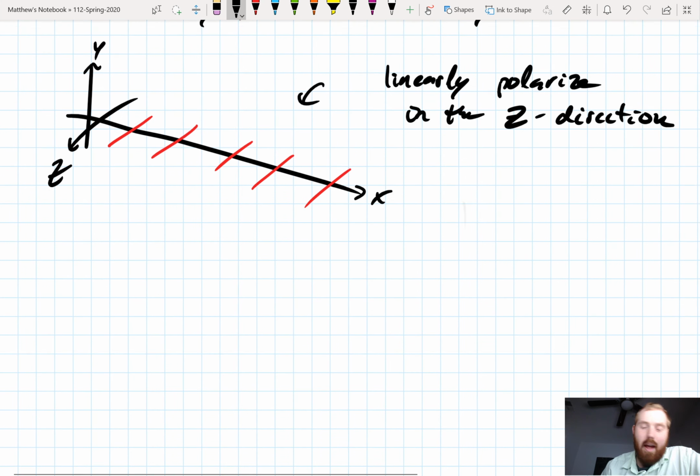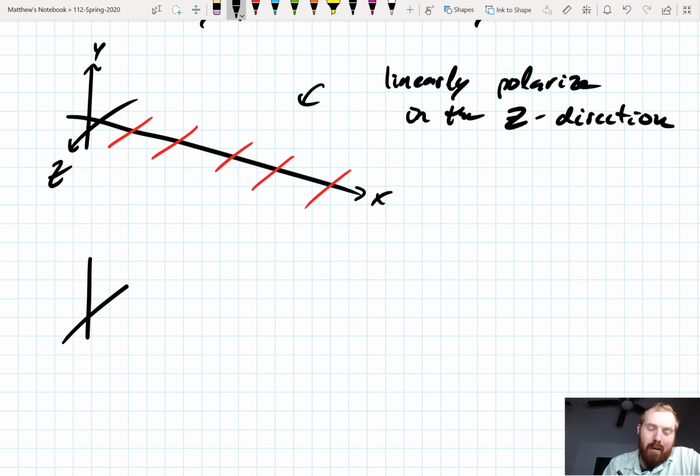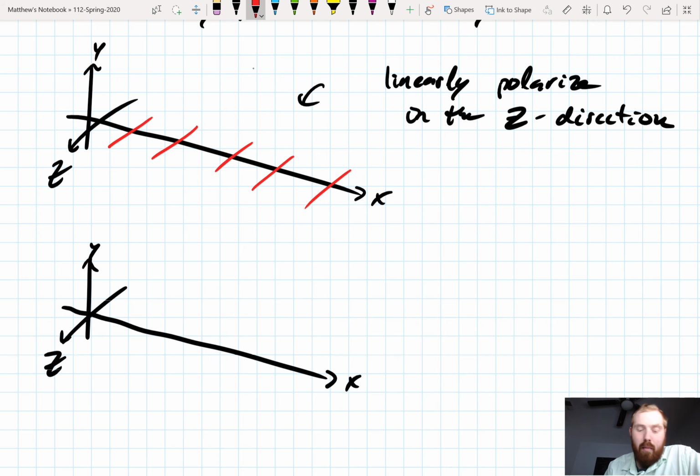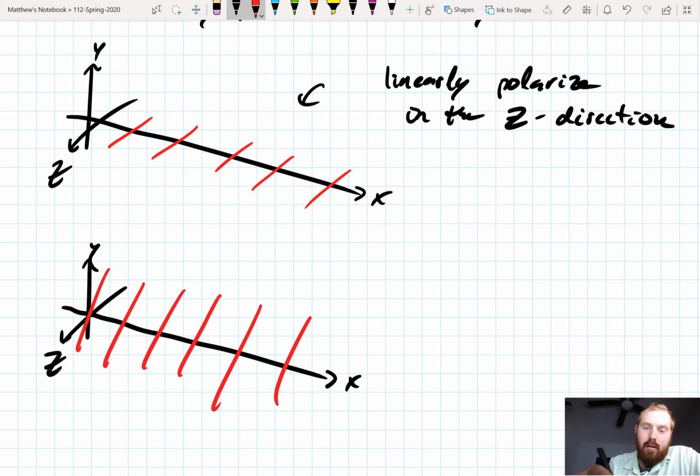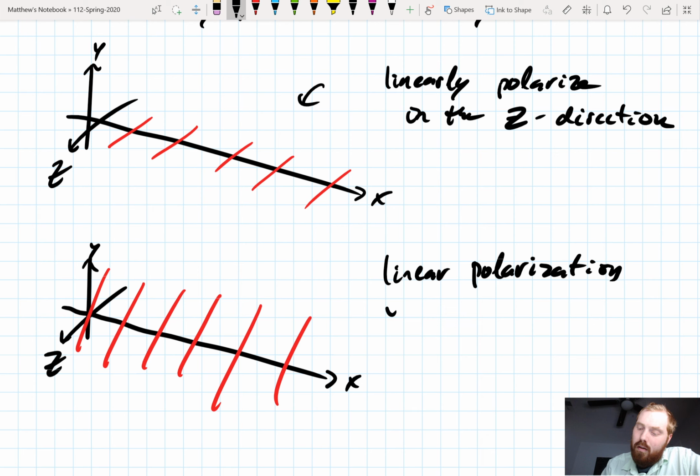And one more of these linear examples, X, Y, Z. It could be some combination. It could be at an angle. So now this one is linear polarization in the, not X, that's traveling down the X. This is linear polarized in the YZ direction. Whew.